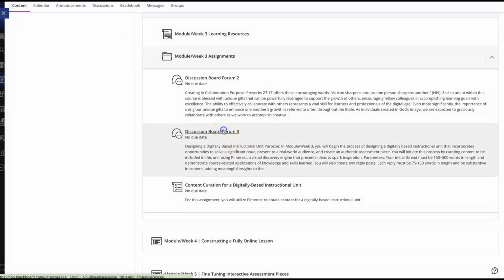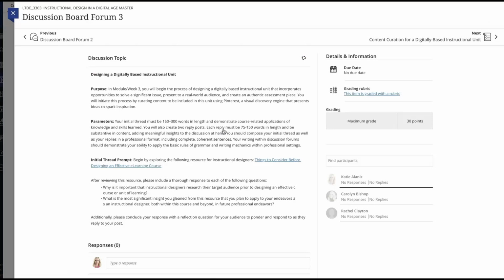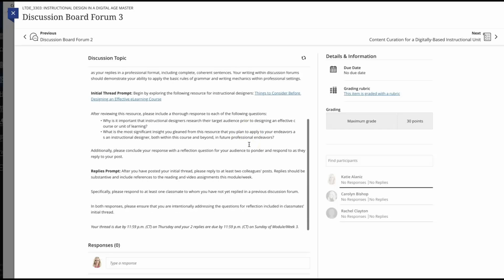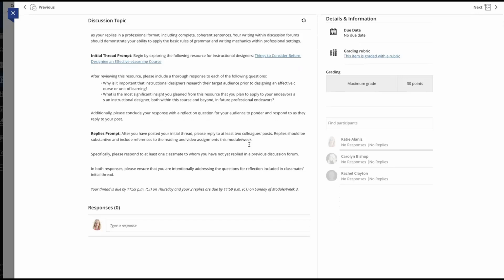Now let's look at Discussion Board Forum 3. This discussion board forum is entitled Designing a Digitally Based Instructional Unit. Please begin by exploring the following resource for instructional designers, namely, things to consider before designing an effective e-learning course. After reviewing this resource, please include a thorough response to each of the following questions.